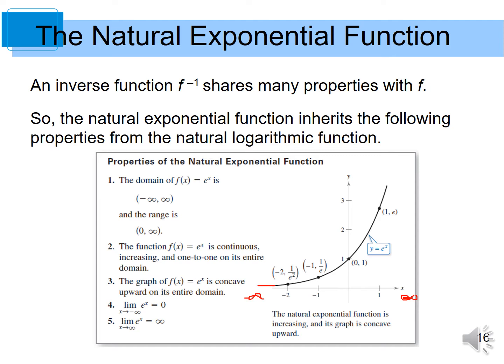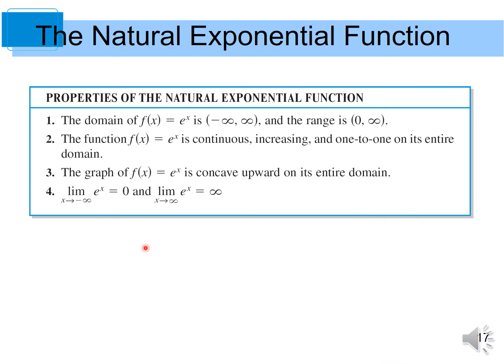And for the fifth, the limit of e to the x as x tends to positive infinity is equal to infinity, meaning that when x tends in this direction, to positive infinity, the curve is increasing without bound, because it goes to infinity. This is a summary of the properties of the natural exponential function. You can go through it once again, where this is similar to the previous page.